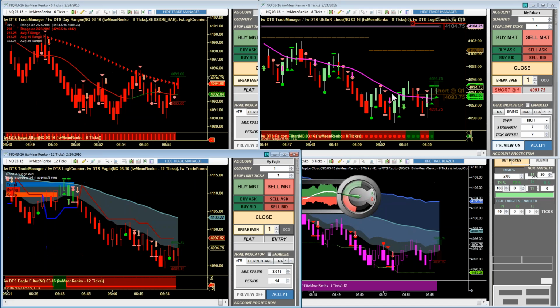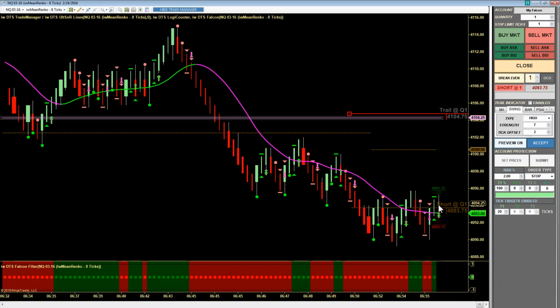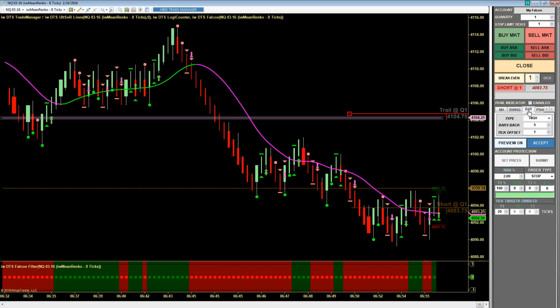So if you're short on this Falcon trade, you might want to start getting a little bit more aggressive with your stops. It looks like the market may try to put in another rally, in which case we're probably going to see the market bounce. So once it gets down here, I'm going to get much more aggressive with my stop strategy. Perhaps go with the bar high low, which is one of our most aggressive strategies.